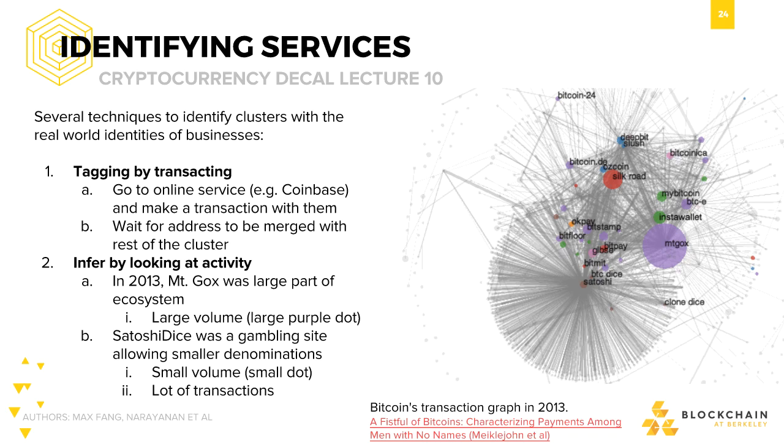Other things you can do is you can just infer by looking at the activity on the network. So this picture right here is a visualization of the Bitcoin transaction graph in 2013, where all the addresses have been clustered together already. And you can see back in 2013, Mt. Gox was something like 10% of the total volume of Bitcoin transactions, a ridiculous amount. So you can see here's this giant dot of giant volume for Mt. Gox. On the other hand, there was another service called Satoshi Dice, which basically allowed you to do provably fair gambling on the Bitcoin blockchain. And so people would be sending a large number of small volume transactions to Satoshi Dice. So that's why you can identify Satoshi Dice as this little dot down here with a large number of outgoing rays.